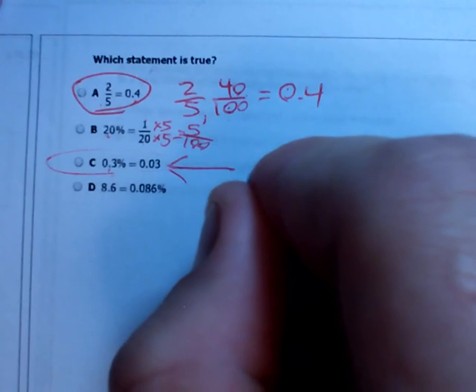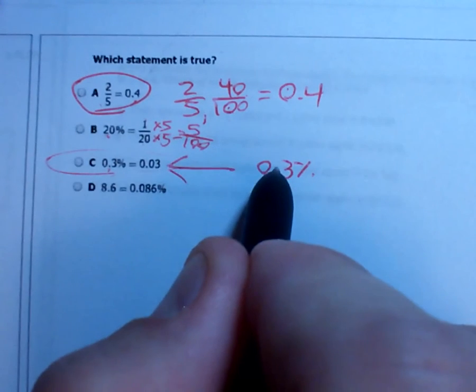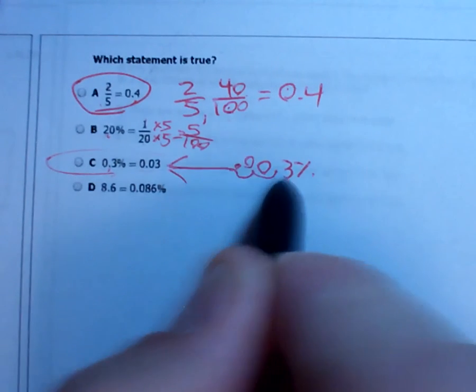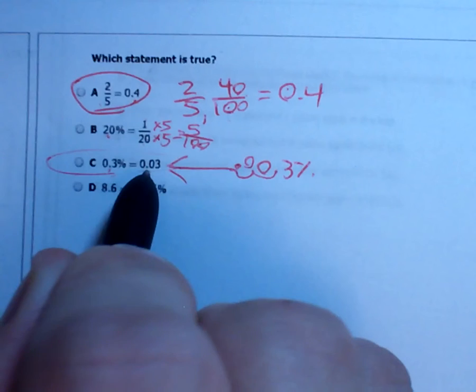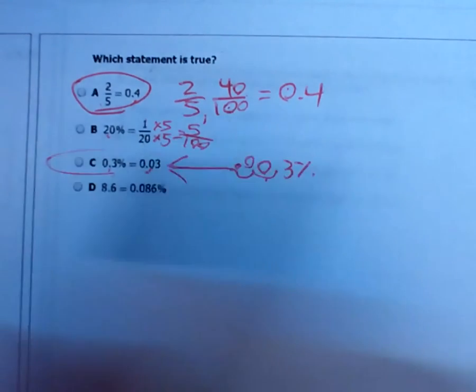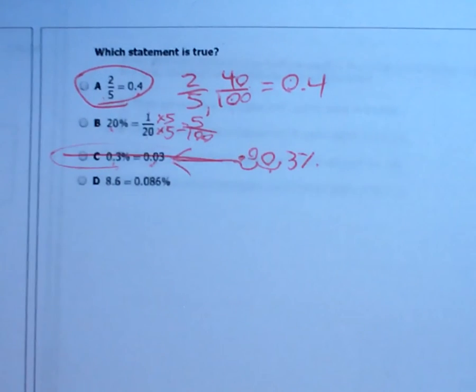All right, and that's because 0.3%. If I want to make it a decimal, I go 2 places away from my percent sign. 1, 2, I'd have 0.003. 0.003 is not the same as 0.03. This has one more 0 after that than this does. All right, so C cannot be it. But that's the one they're going to try to trick you with. All right, and it's definitely not the last one.